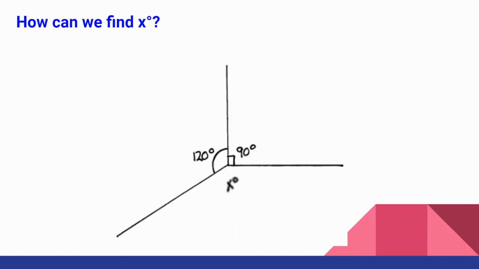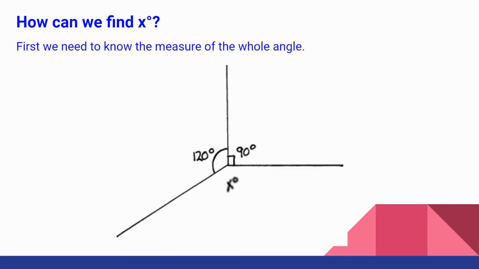So here's the first one. How can we find X? We have two parts that we know. We know 90 degrees. We have a right angle there. We have a 120 degree obtuse angle next to it, and then we have a missing obtuse angle as well. So how can we find X? What is the whole? First we need to know the measure of the whole angle. Think about that. How many degrees is the whole or the total?